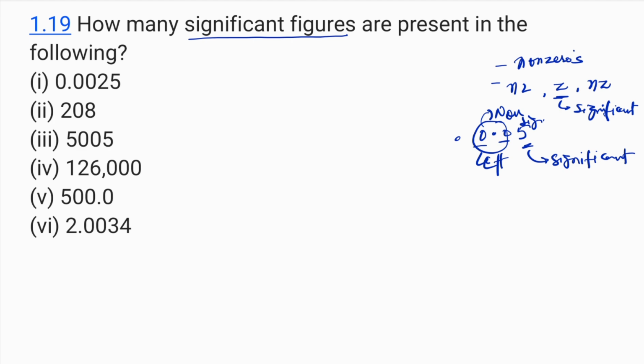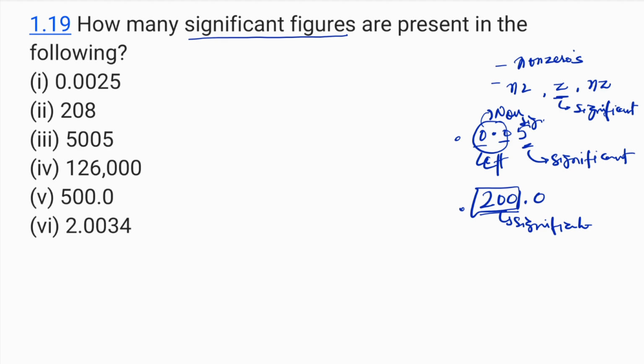Then there is another rule, that if a number ends in zeros, and these zeros are to the right of a decimal point, then these zeros will be significant. Suppose I'm writing 200 with a decimal. Okay, after the decimal there is a zero. All right, so all these numbers up to the decimal are significant. Okay, this is rule number 4.